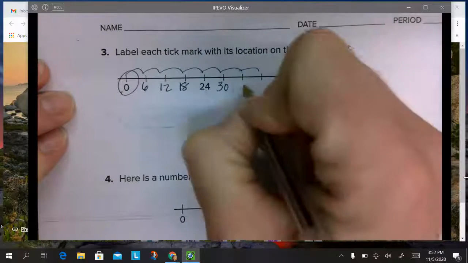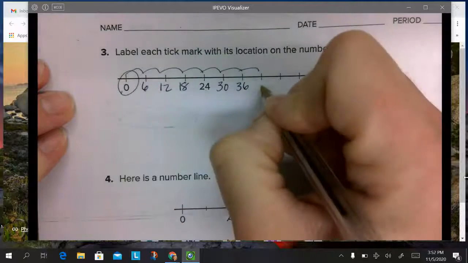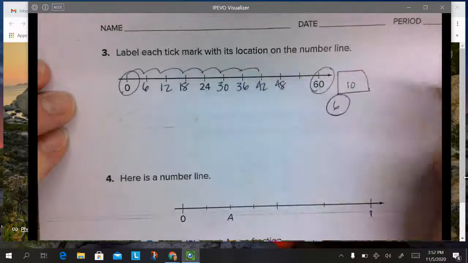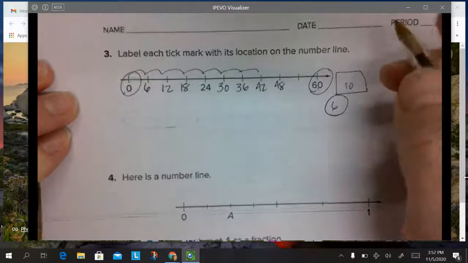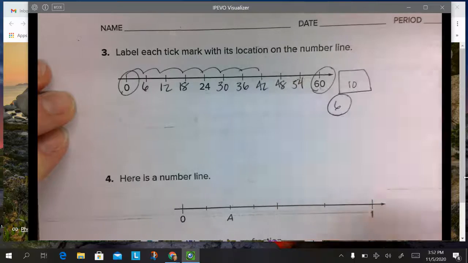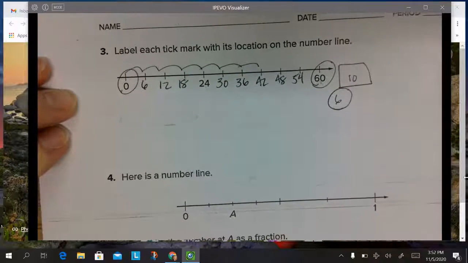30. 36. Yep. 42, 48, 54, and then 60. So you can think about it like that.